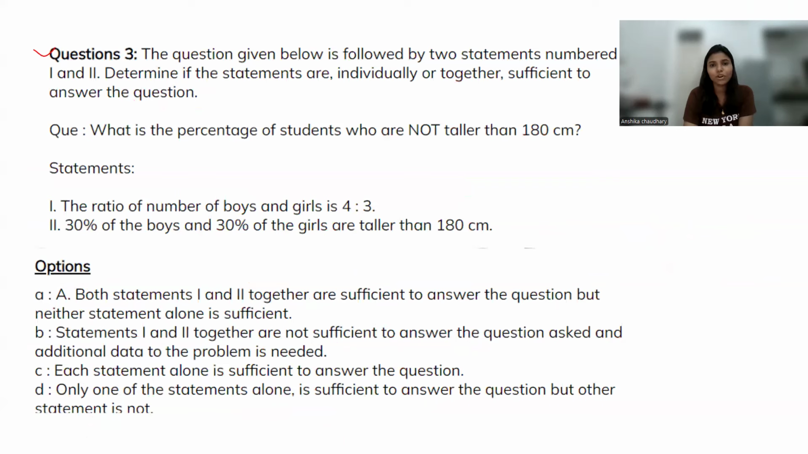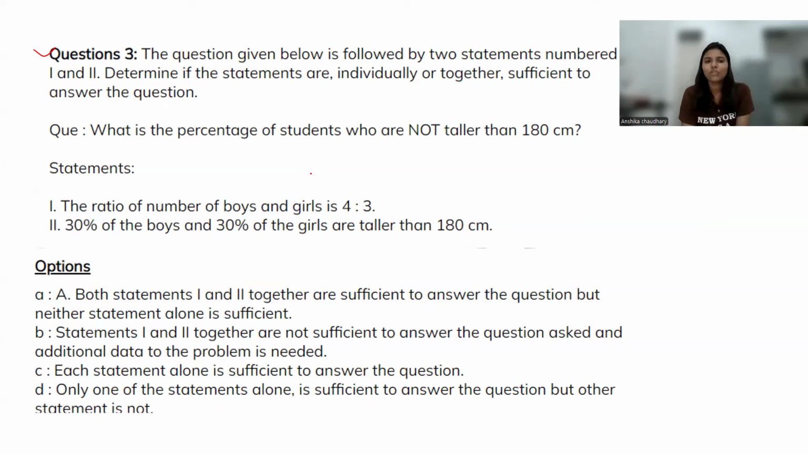So the next question is from data sufficiency, and it is again a very important topic for all your placement exams, not only for Accenture. The question is saying, the question given below is followed by two statements numbered 1 and 2. Determine if the statements are individually or together sufficient to answer the question. So in this type of question, we only need to tell whether we will be able to find the answer with the help of these statements or not, right? There will be a question and some statements. With the help of these statements, either alone or by combining them, if we are able to answer, then we mark that we are able to answer. Otherwise, we mark no, we are not able to answer the question, right?